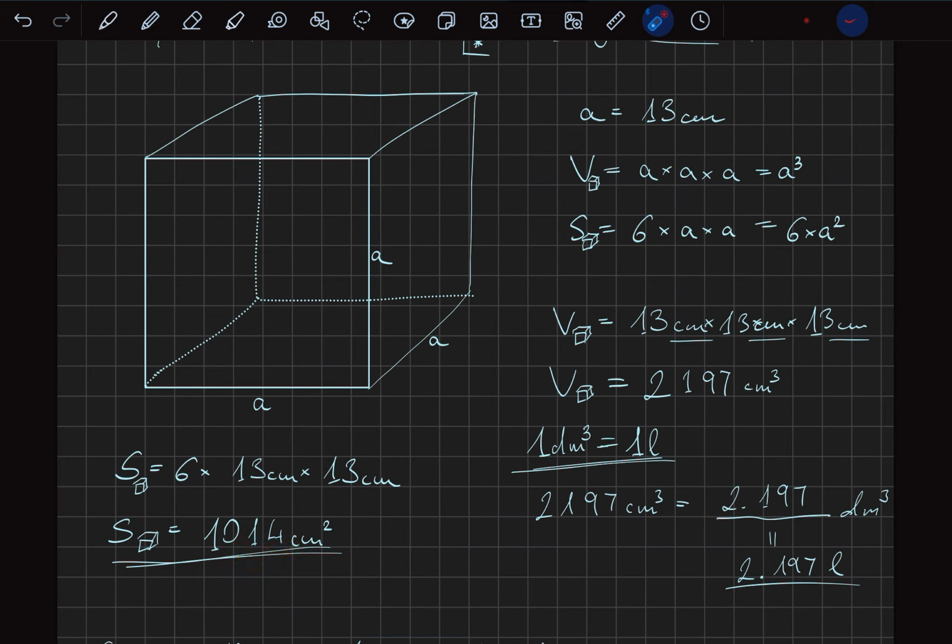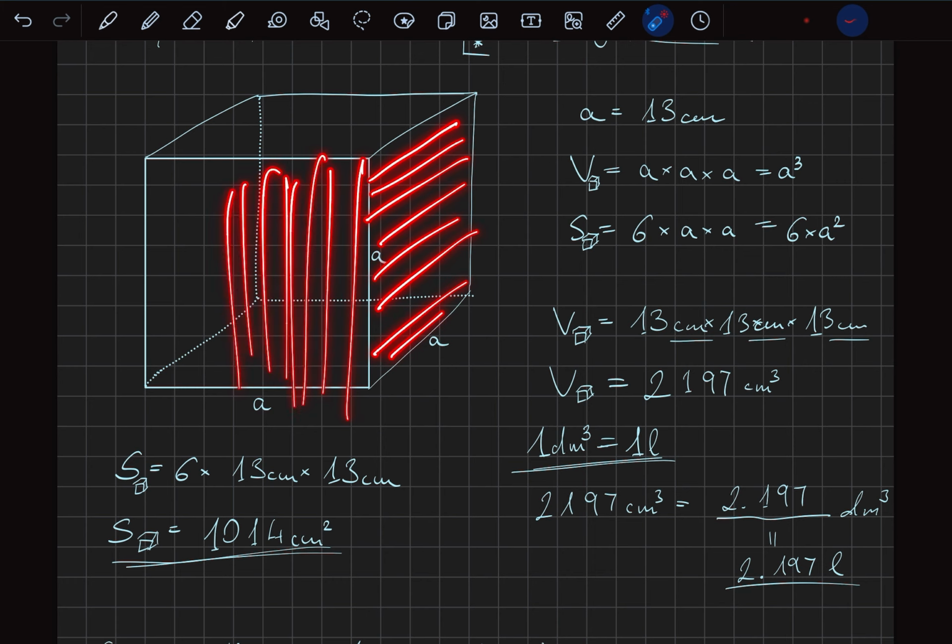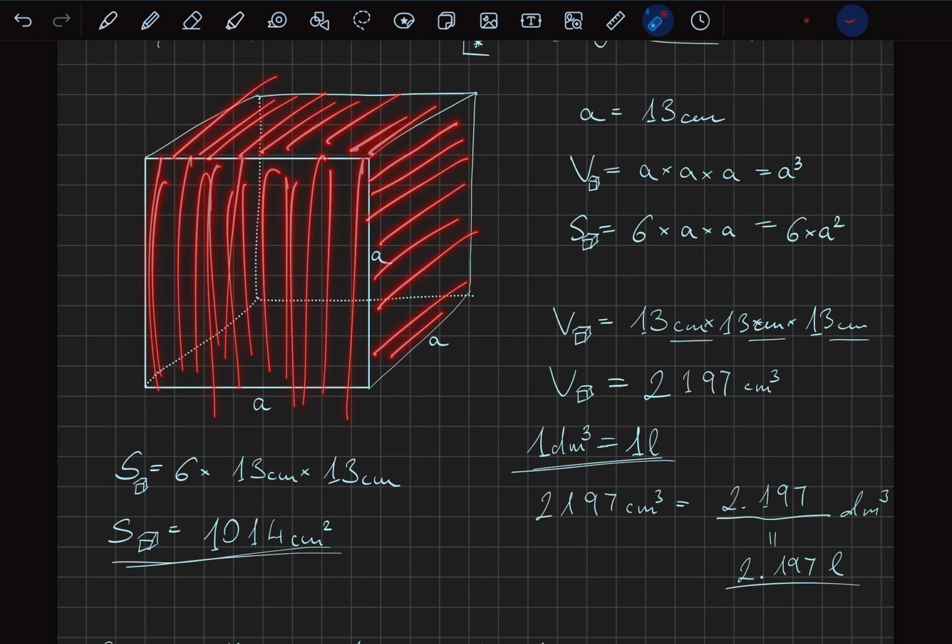Okay, so it means I can fill this cube with 2.197 liters of water, and I need 1014 centimeter square paper if I want to cover it and, I don't know, make from this box a gift box or something like this.